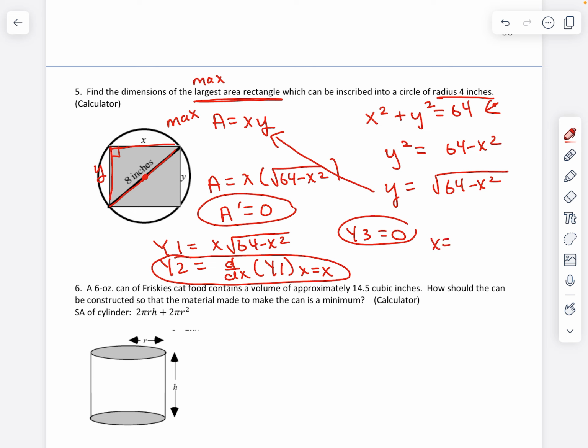And you should only see one point of intersection, which is this 5.6568. So that has to be your maximum, and notice it goes from positive to negative. And then make sure you answer the question. It asks you to find the dimensions. So the dimensions of the rectangle are your x and your y. So take your x and plug it back in here to find the matching y. So this would be the matching y value.